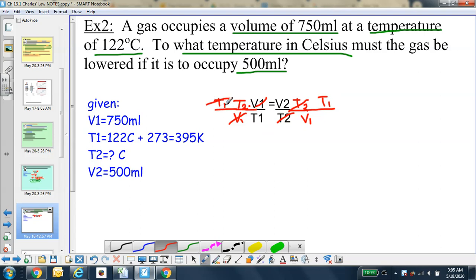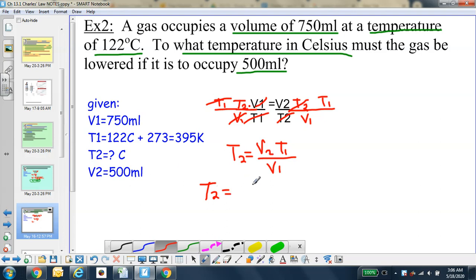And T1 will cancel. So now I have T2, the one variable, the unknown variable that I need to solve for all by itself. And look at what my rearranged formula looks like. T2 equals V2 times T1 divided by V1. So this is the formula that I am going to be using now. So all I have to do is substitute in.